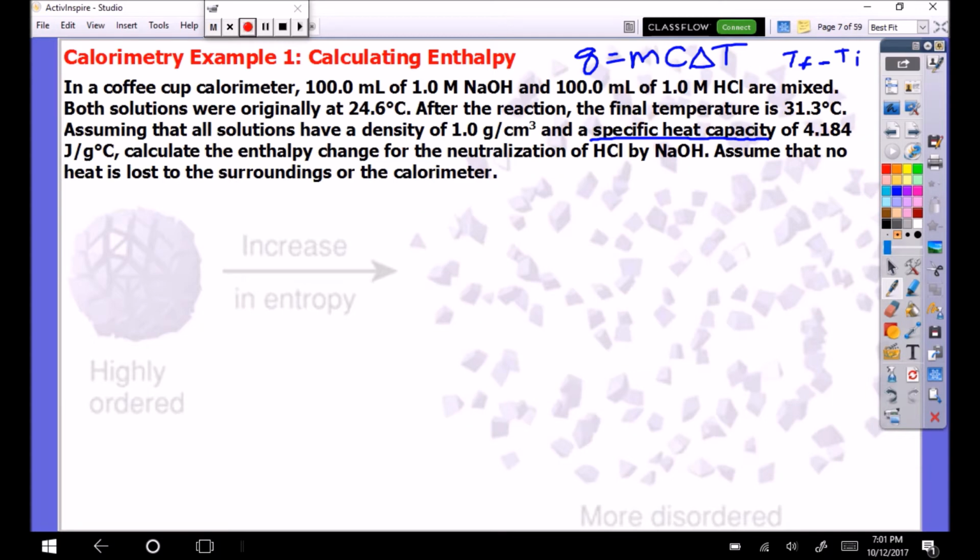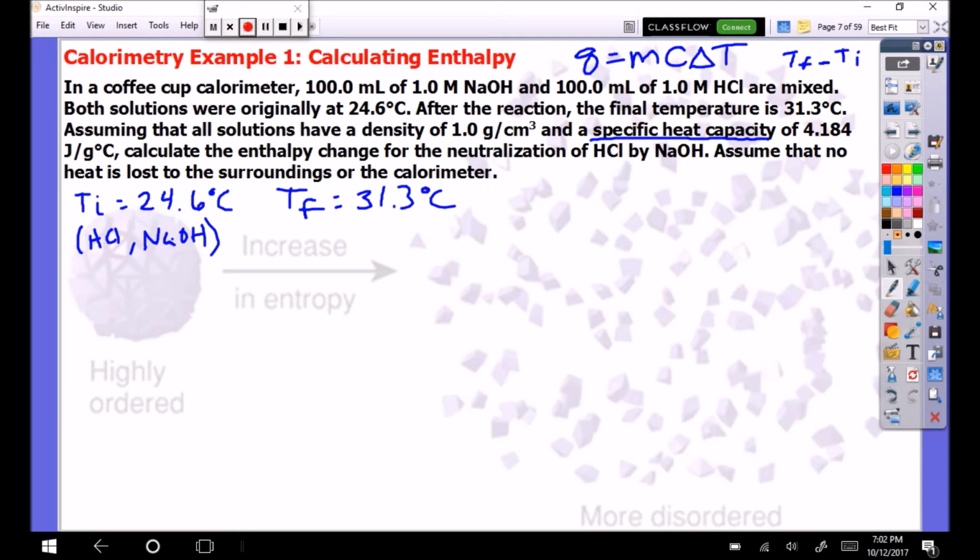Okay, so I got some important values to identify. My T initial for both solutions is 24.6 degrees Celsius, for both our HCl and for our NaOH. They would have the same starting point, right? And we also have our T final, which is 31.3 degrees Celsius.